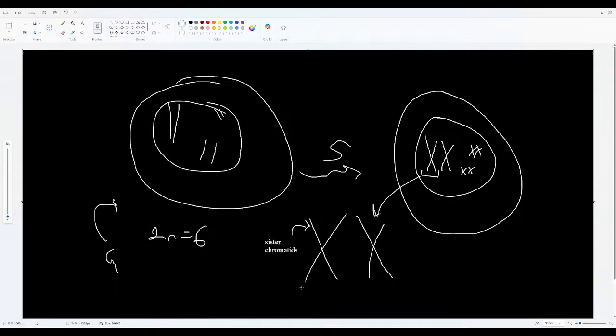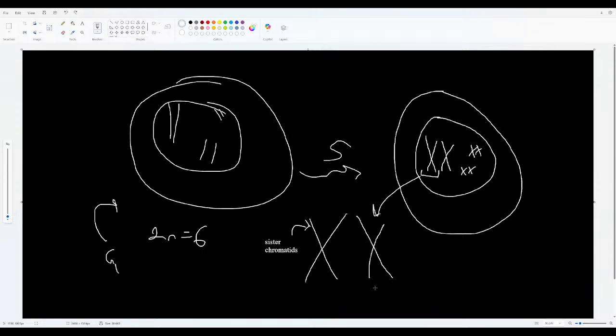So we mark it down: 1, 2, 3, 4 chromatids. And within this, we have a pair of homologous chromosomes. So this is 1 chromosome. This is 1 chromosome. Within each chromosome, we have 2 chromatids because they are identical to each other. And between all of this, we have 1 pair of homologous chromosomes.